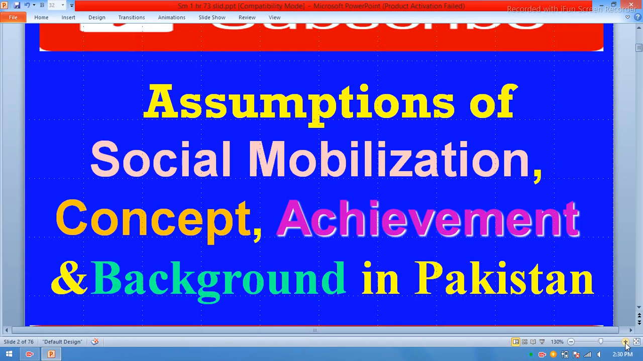Today's session is about assumptions of social mobilization, concept of social mobilization, achievements, and background of social mobilization in Pakistan. So let us start.